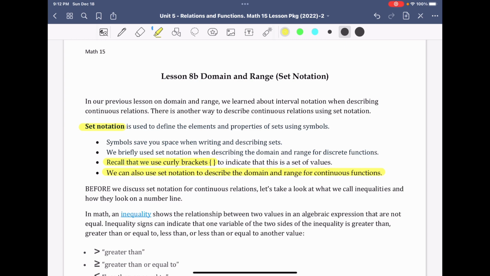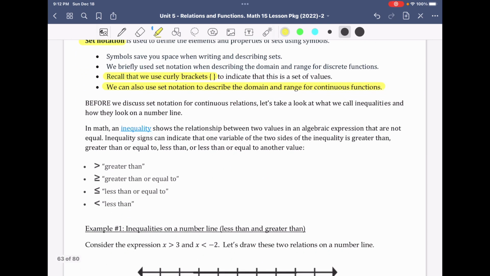All right, let's do a quick review of inequalities.